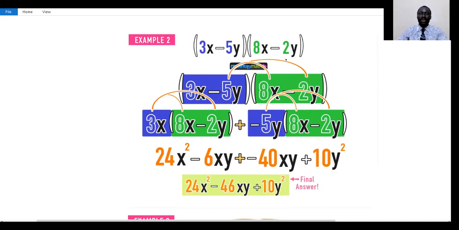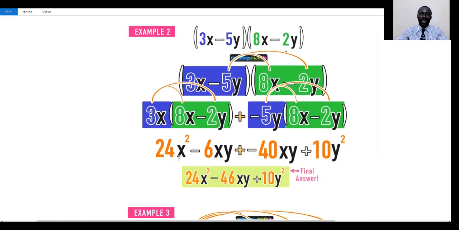Now, when we are done with this, we will have 24x squared minus 6xy minus 40xy plus 10y squared. Notice that this 6xy and this 40xy can be combined. Why? Because they are coefficients of the same quantity. The quantity xy is here, and the quantity xy is right here. So these two can be combined. Notice that the coefficient of xy in the second term is negative, just like this one.